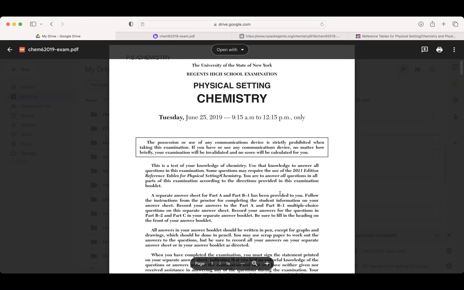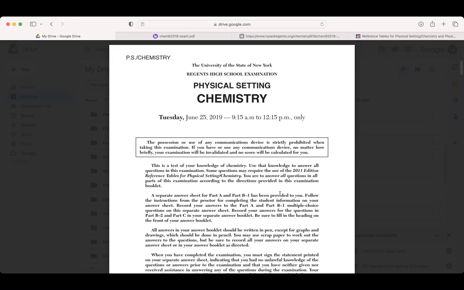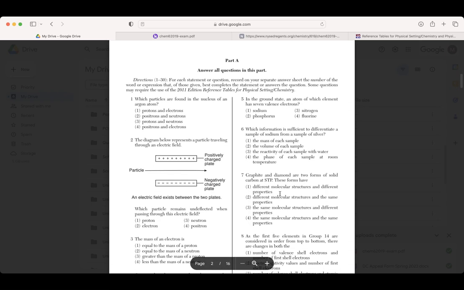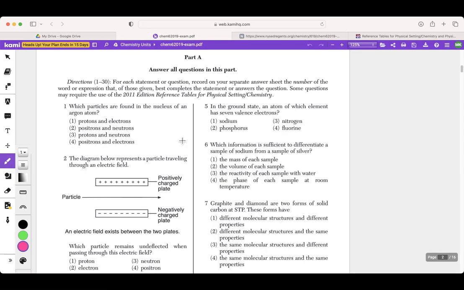Hello, so today we're going to be going over the June 2019 Regents. We're going to primarily focus on the multiple choice questions. All right, so scrolling down, we're going to go one question at a time. A lot of the Part A questions are repeated themes, so hopefully this will help you feel more prepared for the Regents coming up this week.